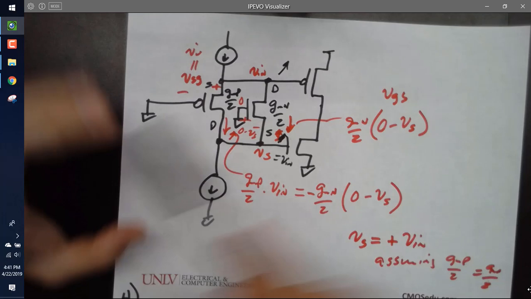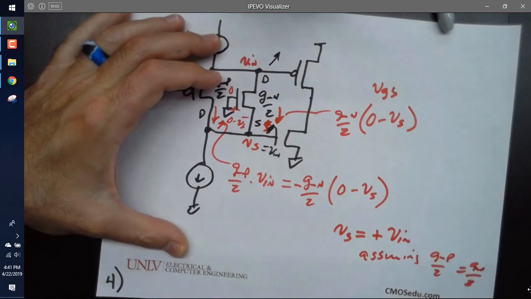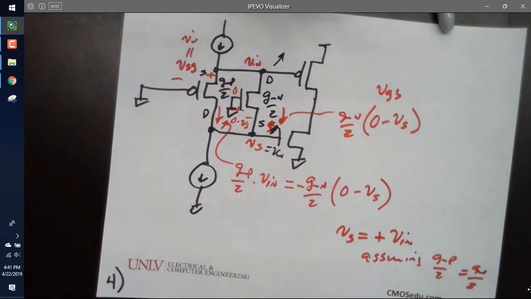Let's do it again. Any questions before I change? So, that's the source of the volume? Yeah.